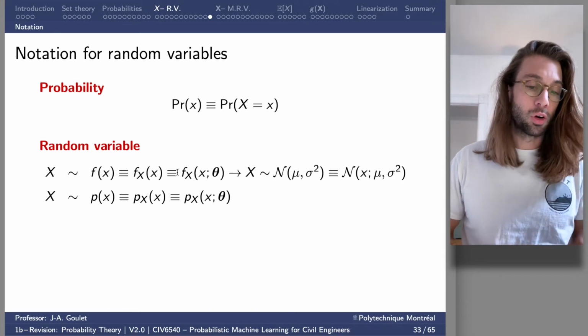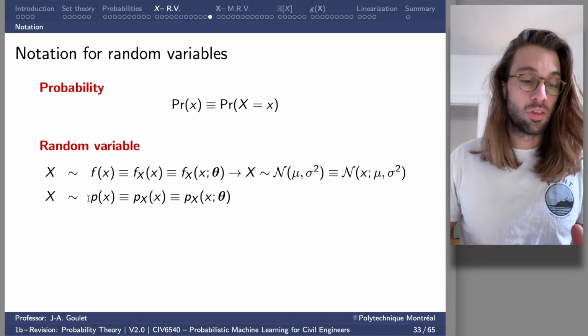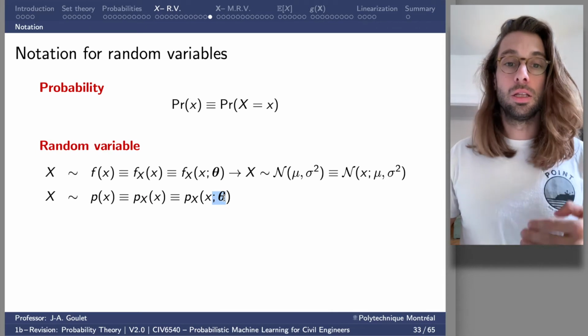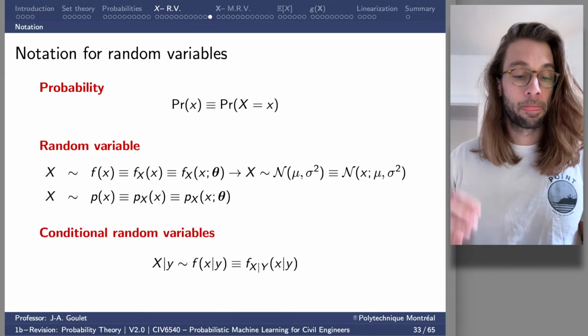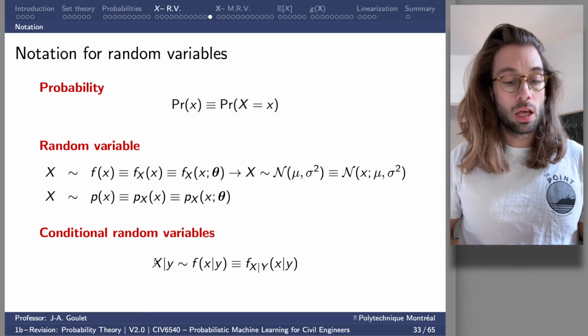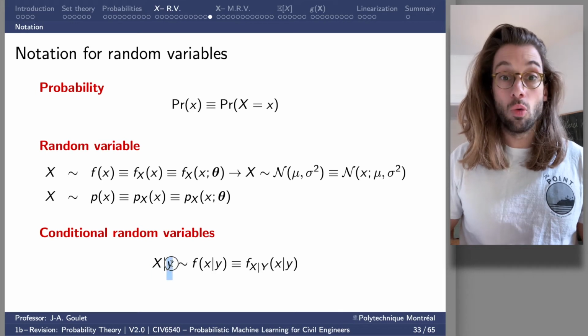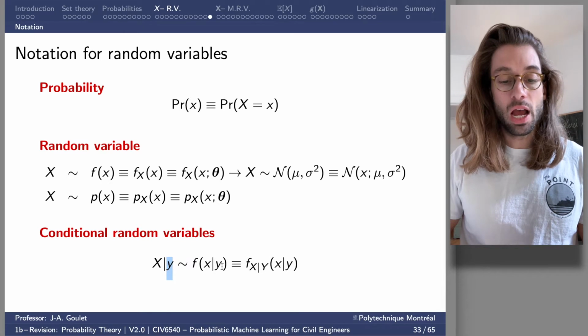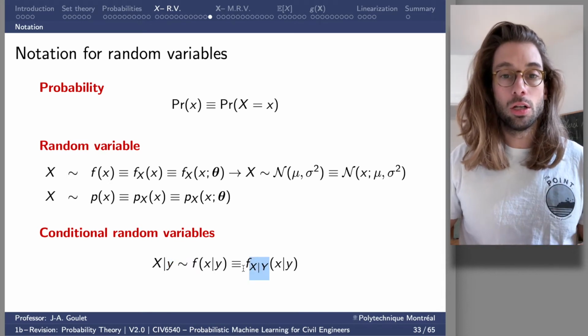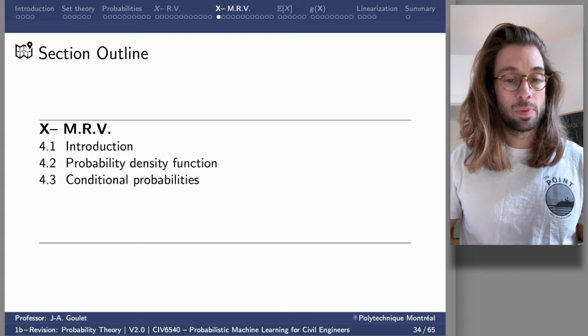We have the same thing. This is for a continuous case. For a discrete case, we have the PMF with or without reference to the random variable, and with and without dependency on the parameter for the PMF. And finally, for a conditional random variable, we're going to say the random variable x conditioned on the outcome y. This is going to follow the PDF of x given y, where we might or might not have that dependency explicitly on the variables as indices.